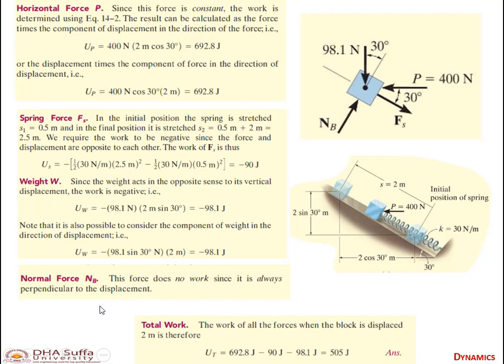From this relation, we find that a particle or body might undergo a total work which is the result of multiple forces acting on it, and the work done by some of the forces might be zero. In this case, that force is the normal force, right?